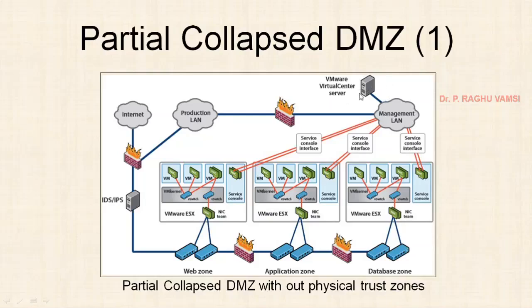From the service console, the LAN management and VMware virtual center will be there. To this VMware virtual center, you will have a VPN router connected. The system administrator can sit at their home, and they can directly connect and monitor any one of these virtual machines.